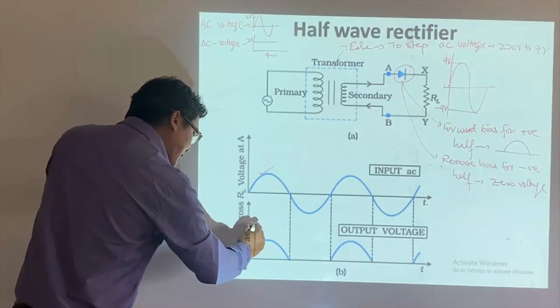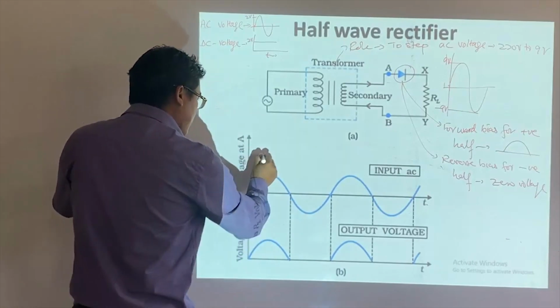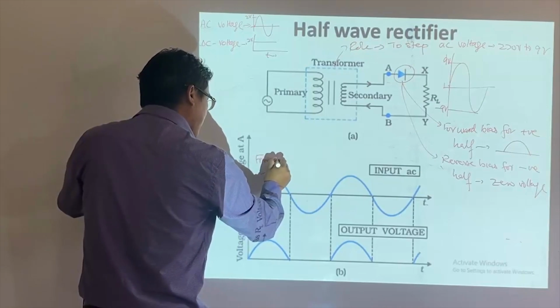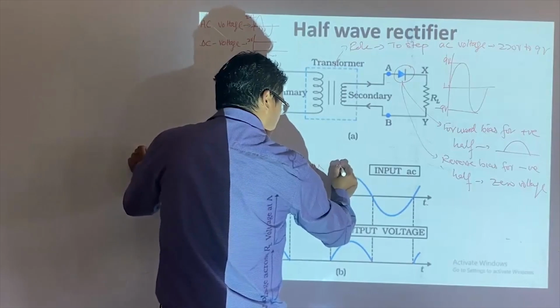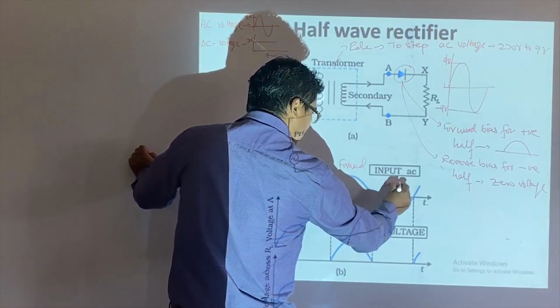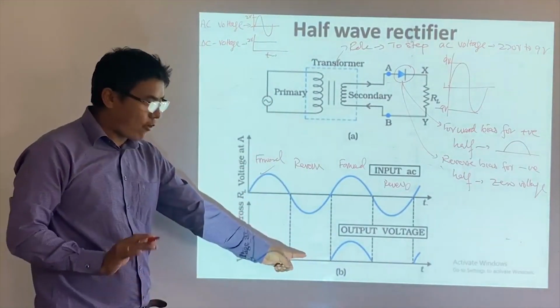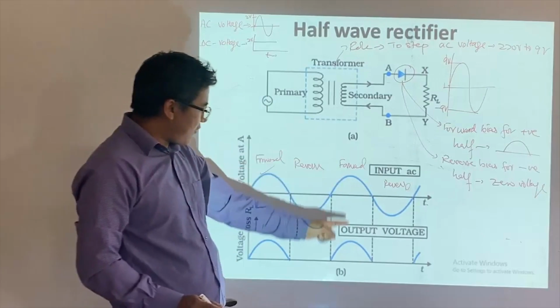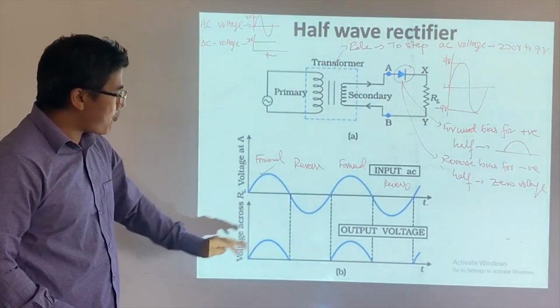This is forward bias. This is reverse bias. This is forward bias. This is reverse bias. So in forward bias, there will be a voltage. In reverse bias, there won't be any voltage. Forward bias, there will be a voltage. Reverse bias, there won't be any voltage. So this is the output.